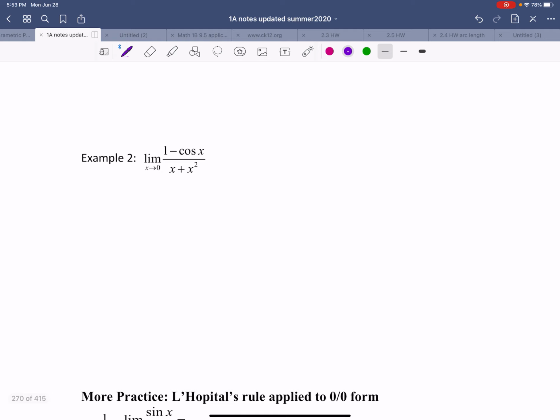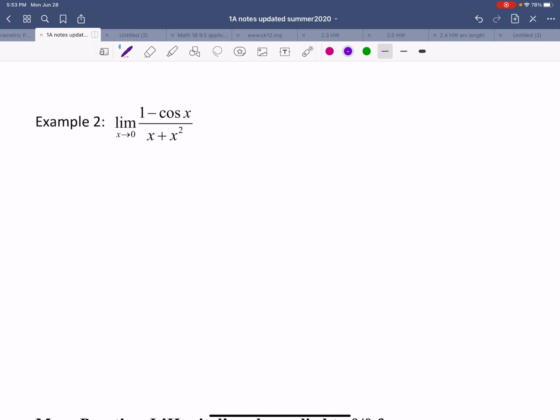Next we have the limit as x approaches 0 of 1 minus cos x over x plus x squared. This limit could also be evaluated using the squeeze theorem or sandwich theorem, but maybe not, that would be 0. Yeah, that wouldn't work out. So we would be evaluating here using L'Hopital's rule. Let's first plug it in. What's cosine of 0? That's 1, and in the denominator I have 0, so it's a 0 over 0 form. That means L'Hopital's rule applies.